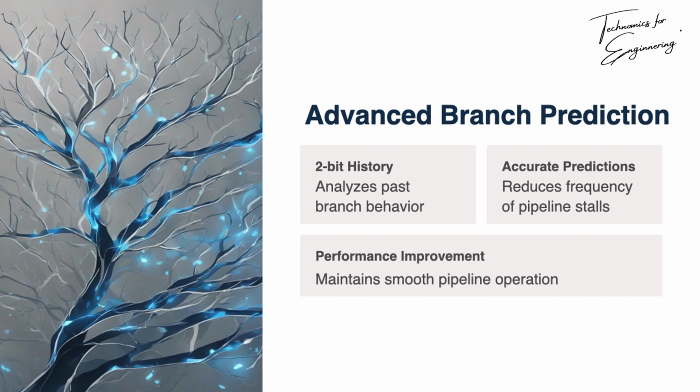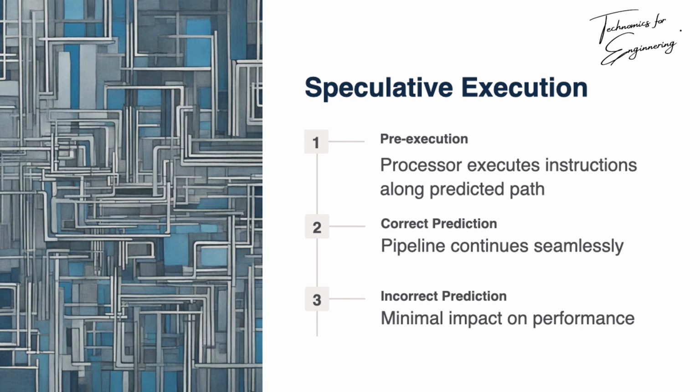The Pentium's branch predictor used a 2-bit history-based predictor to analyze past branch behavior and make more accurate predictions. This significantly reduced the frequency of pipeline stalls caused by incorrect predictions. Additionally, the Pentium introduced speculative execution, an intriguing technique where the processor would pre-execute instructions along the predicted branch path. If the prediction was correct, the pipeline continued seamlessly, boosting overall performance. Even if the prediction was wrong, the impact on performance was minimized, as the pipeline didn't completely stall.